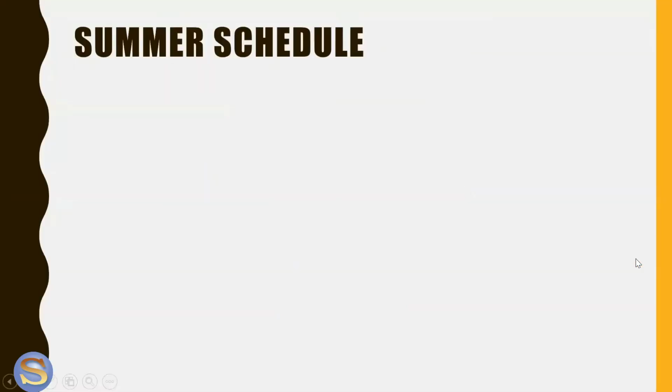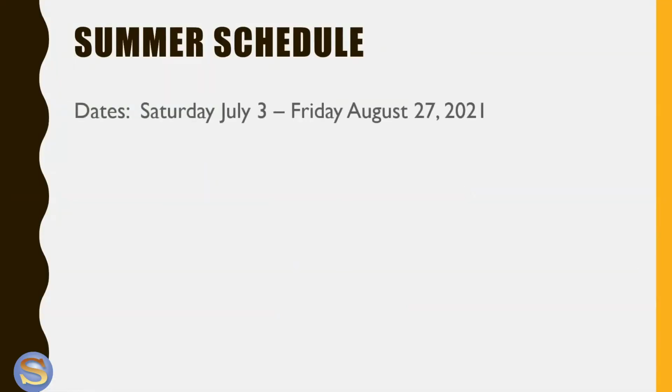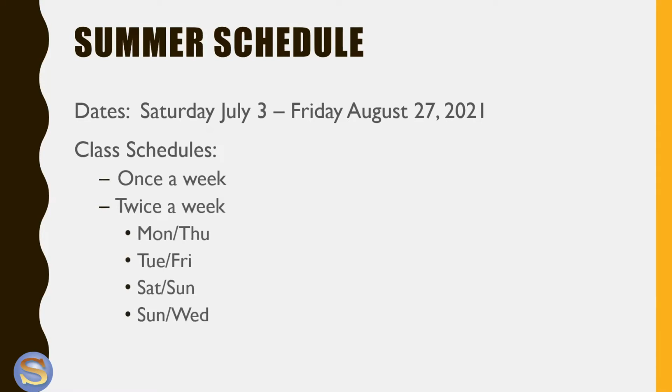Our summer schedule will start on Saturday, July 3rd and end on Friday, August 27th this year. When looking at the timetable, you will notice that there are different types of class schedules. Some classes occur once a week. Most occur twice a week in the following course pairings. For example, on Mondays and Thursdays, Tuesdays and Fridays, Saturdays and Sundays, as well as Sundays and Wednesdays.